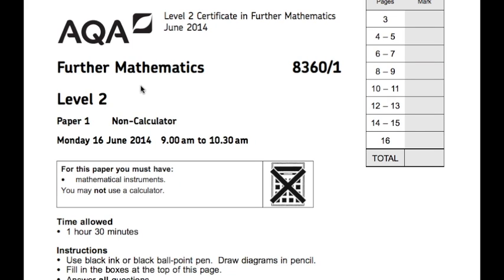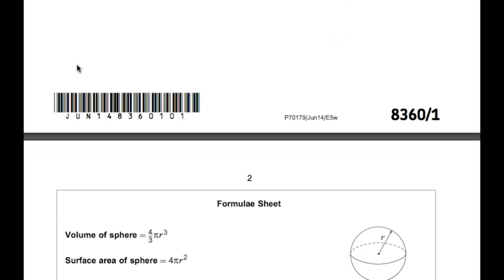Right, hello Year 11. So I'm going to go through this paper 1 paper from June 2014. I'd recommend getting it off the website first and having a go through it. Good.